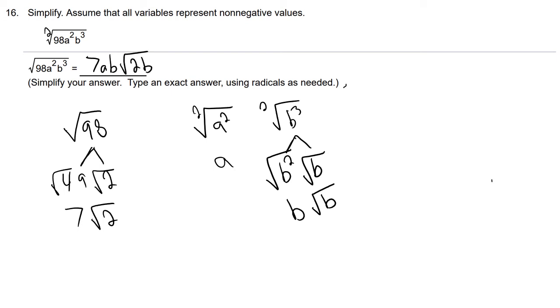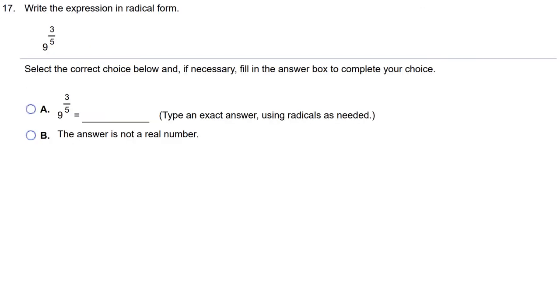The order is not super important, but let's make it alphabetical.